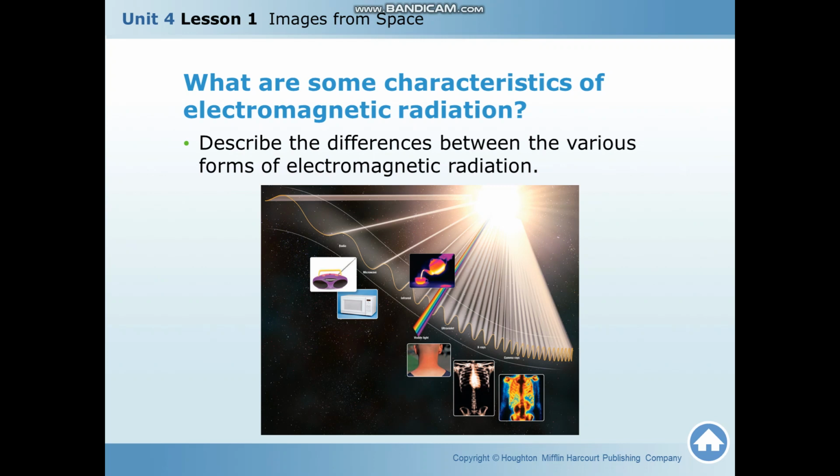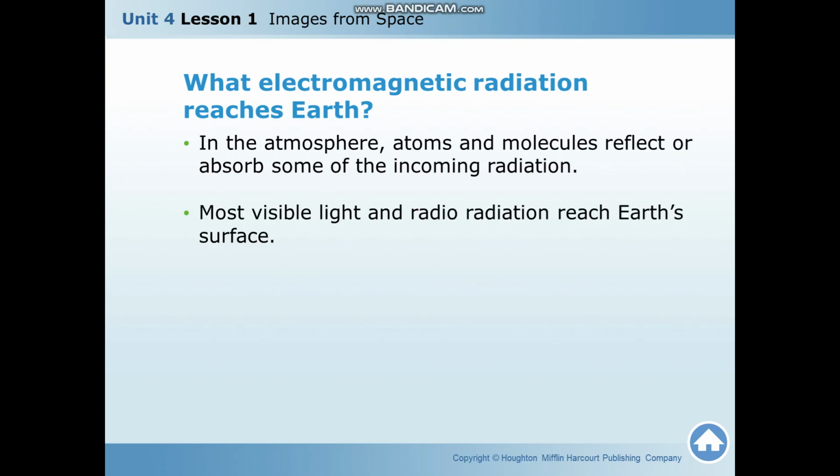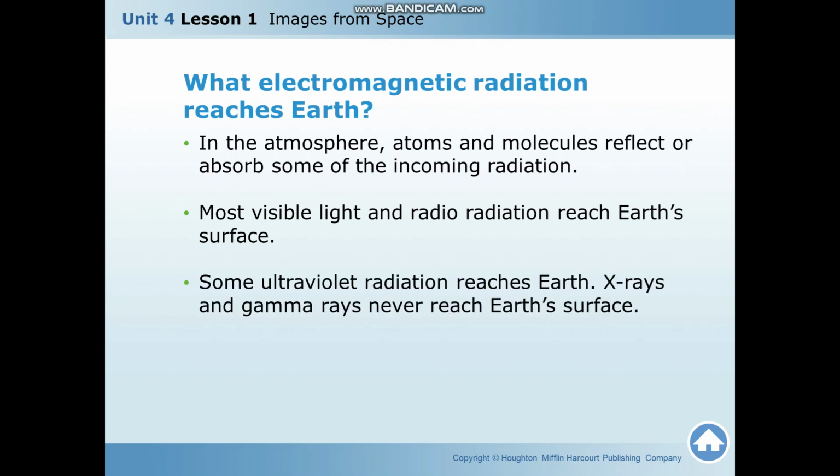Describe the differences between the various forms of electromagnetic radiation. In the atmosphere, atoms and molecules reflect or absorb some of the incoming radiation. Most visible light and radio radiation reach Earth's surface. Some ultraviolet radiation reaches Earth. X-rays and gamma rays never reach Earth's surface.